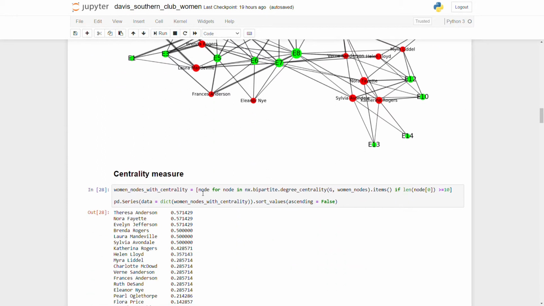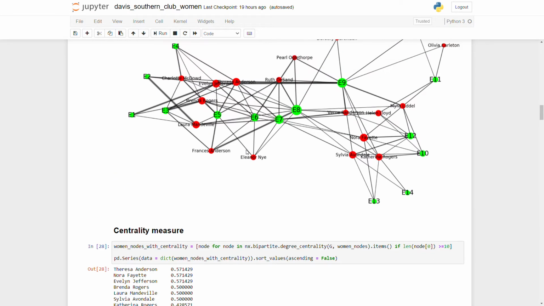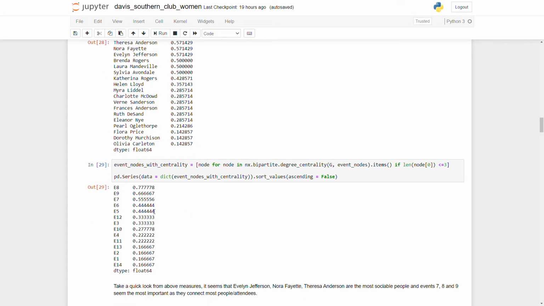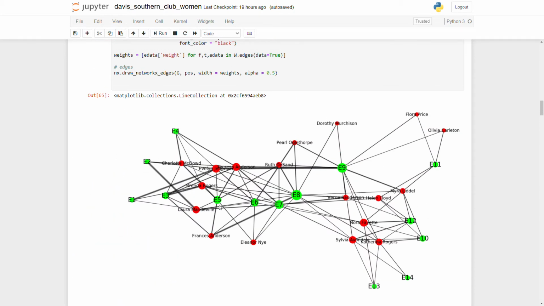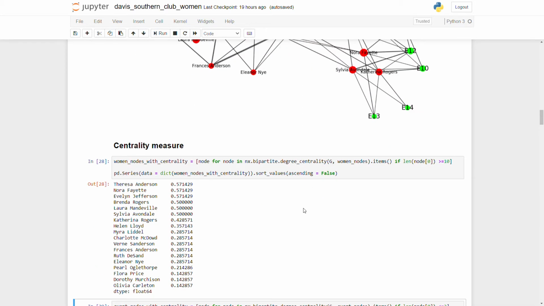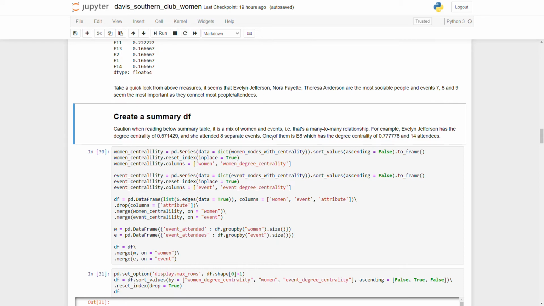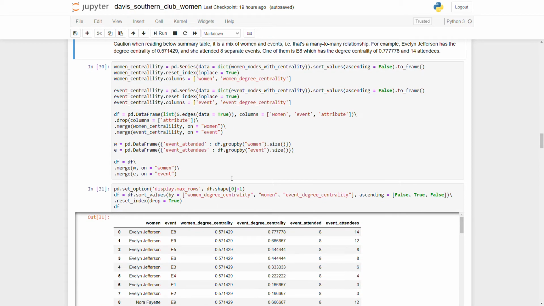Here we look at some centrality measures. You can see here a few of the higher scoring women are Teresa, Nora, Evelyn Jefferson. And then some of the higher scoring events are actually 6, 7, 8, and 9. So 6, 7, 8, and 9, you can see they're all positioned in a similar place in the network. And then we create a summary DF. It's a many-to-many relationship. So it shows all the women, their centrality, and then the different events they're connected to and that event centrality.